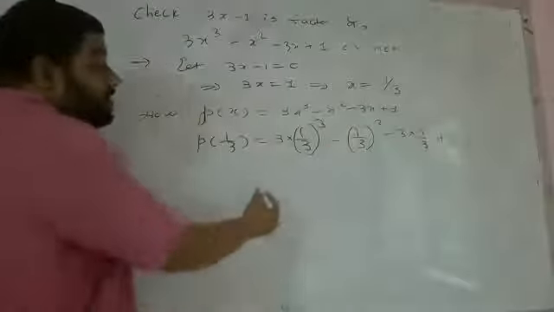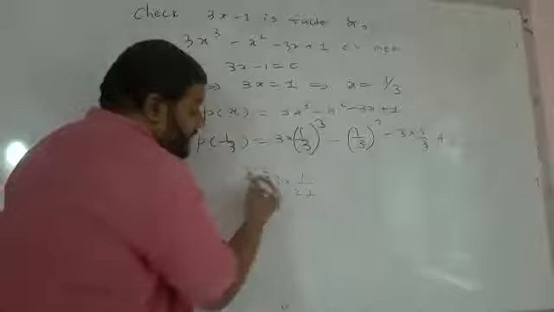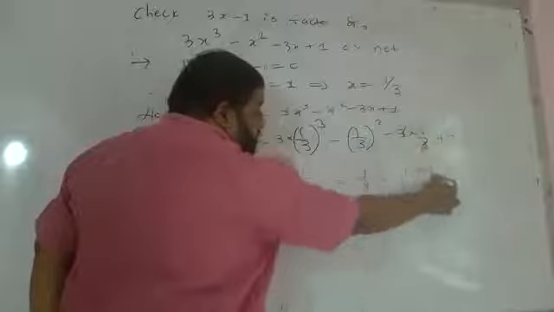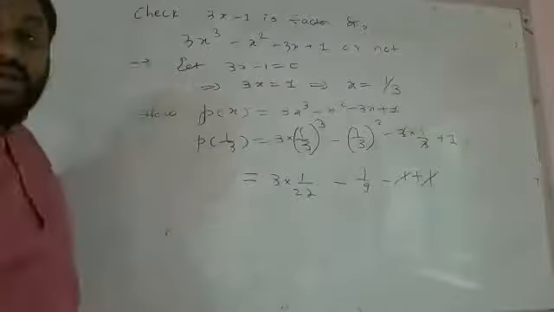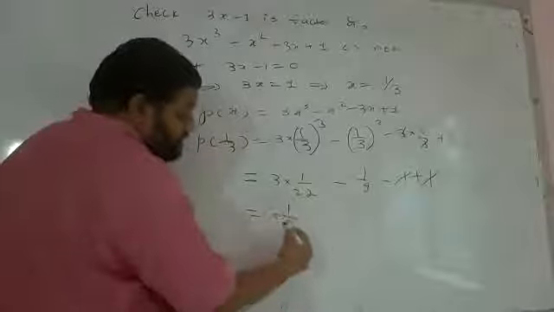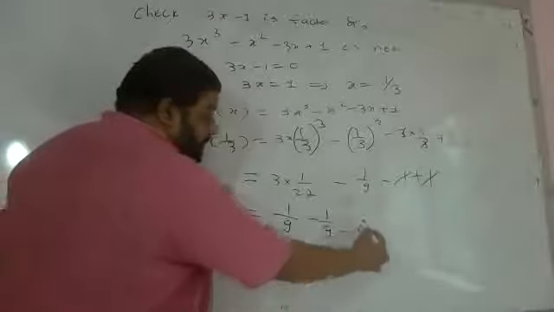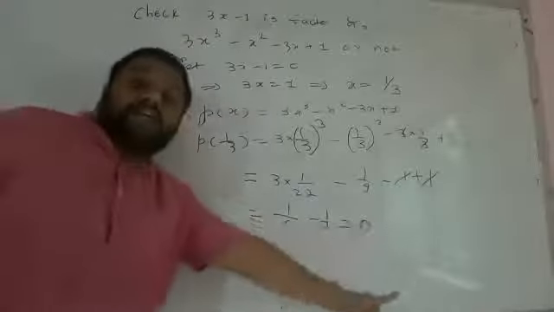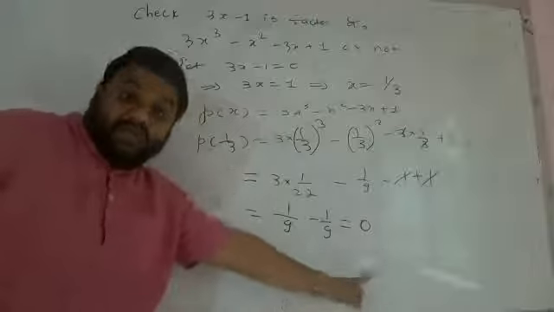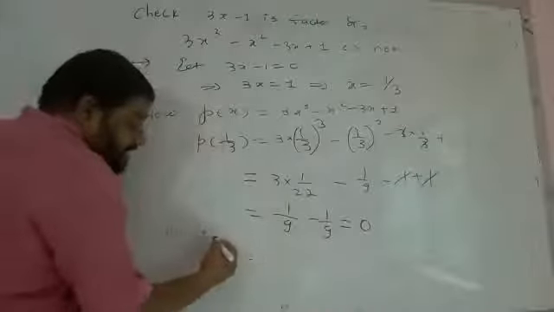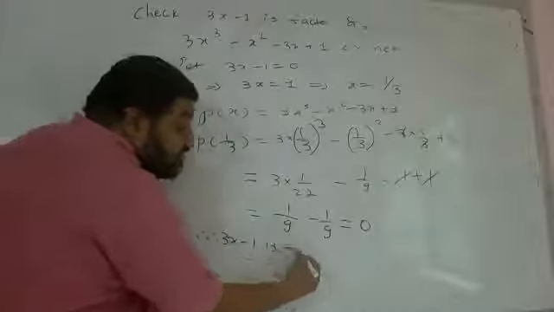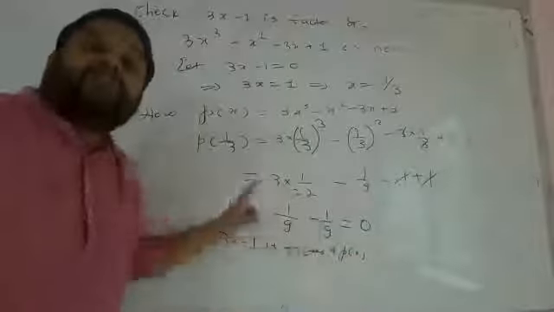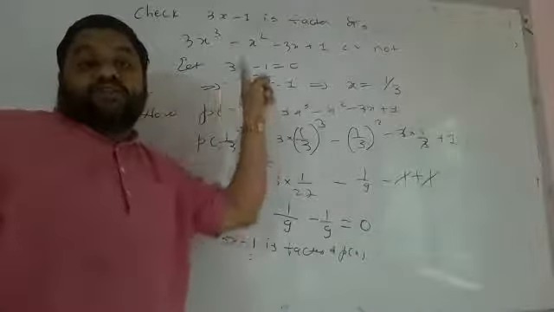So what do we have? 3 into 1 by 27 minus 1 by 9, minus 3 into 1 by 3, the 3s are cancelled, minus 1 plus 1 is cancelled out. So 3 into 1 by 27 is 1 by 9, minus 1 by 9, which is equal to 0. Hence p of 1 by 3 is equal to 0. Hence 3x minus 1 is a factor of p of x, since the remainder is 0.